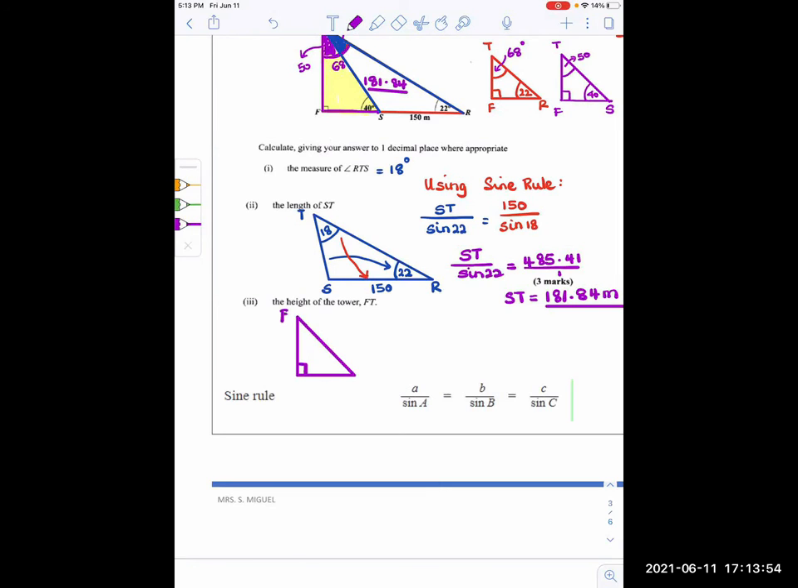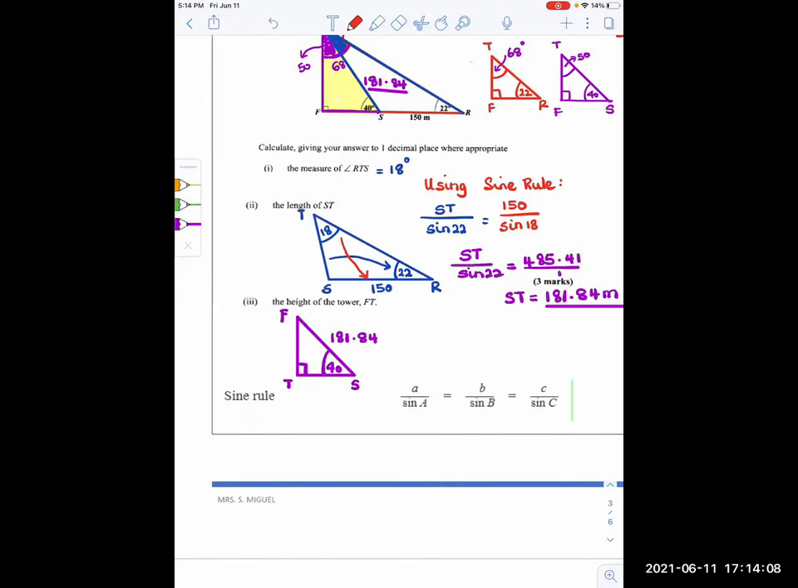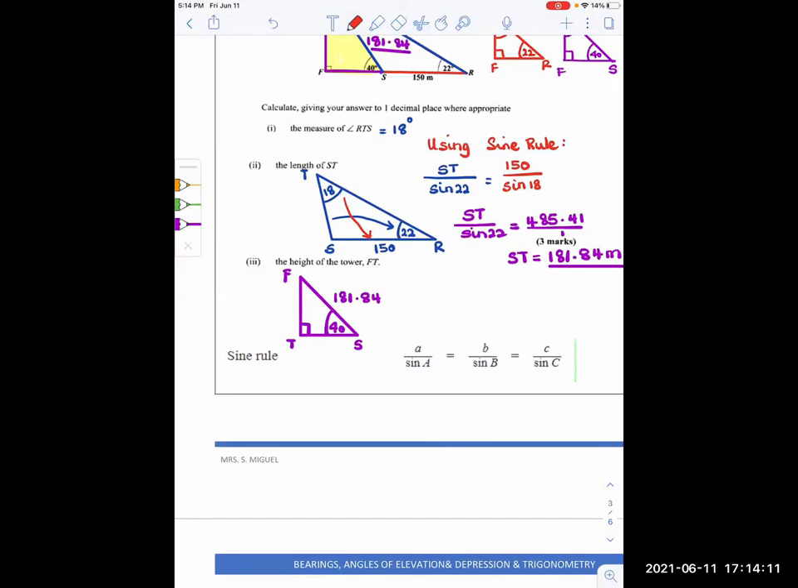This is F, this is T, this is S. Here is 40 degrees. This is 181.84. The information in my question tells me which trig ratio to use. So I'll write down what information I have. I have a 40-degree angle. I want to find the opposite side. How do I know that is the opposite side? Well, it is opposite to the angle. So FT is the opposite. And this is my 90 degree. And this side is opposite to the 90 degree, so this is called the hypotenuse. So the trig ratio that deals with opposite and hypotenuse is sine.